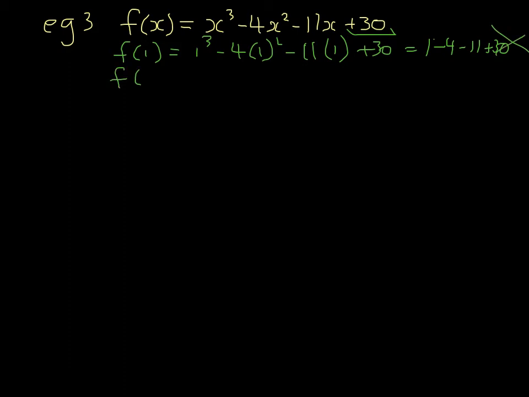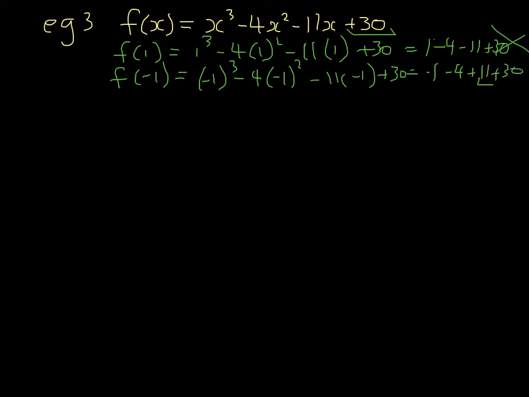We'll try negative 1. This will equal negative 1 cubed, take away 4 by negative 1 squared, take away 11 by negative 1, plus 30. And I'm feeling like it's not going to work because we'll have negative 1 take away 4 plus 11 plus 30. That bit there is 41, the other two does not balance 41, so straight away I can say that's not correct. So we'll go on to 2.